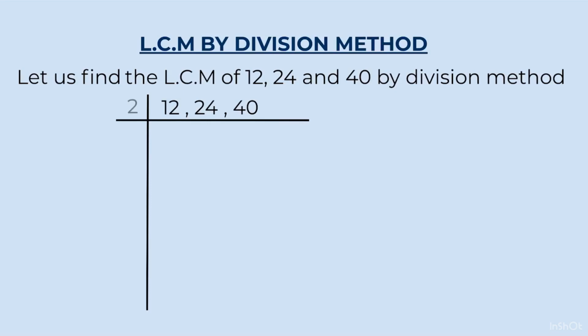We write 2 here. We divide 12, we get 6. We divide 24, we get 12. We divide 40, we get 20. We get 6, 12 and 20. All three are again divisible by 2. We draw a line and divide by 2. So 6 becomes 3, 12 becomes 6 and 20 becomes 10.